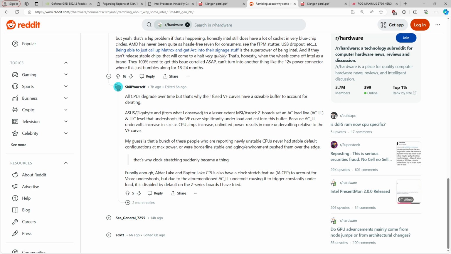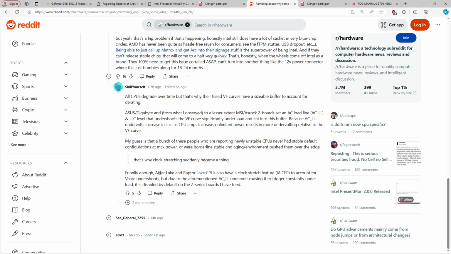It's this part. "Asus, Gigabyte, and from what I observed to a lesser extent, MSI and ASRock Z boards set an AC load line (AC_LL) and LLC level that undershoots the voltage frequency curve significantly under load and eats into this buffer. Because AC_LL undervolts increase in size as CPU amps increase, unlimited power results in more undervolting relative to the voltage frequency curve. My guess is that a bunch of these people who are reporting newly unstable CPUs never had stable default configurations at max power, or were borderline stable, and the aging environment pushed them over the edge." And then we also have a word on clock stretching.